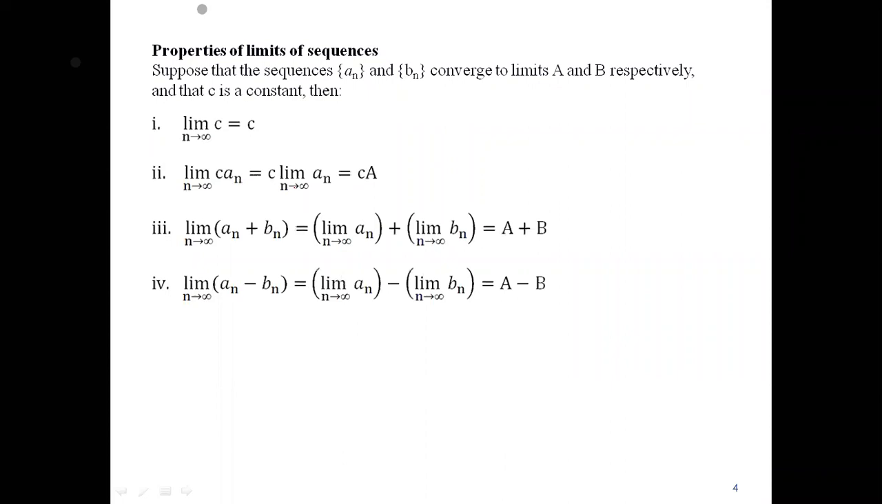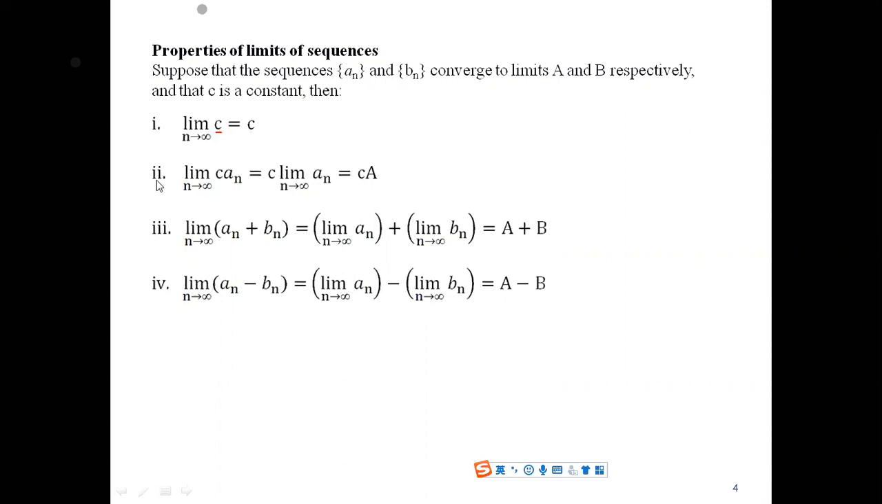the following properties hold. Property number 1: the limit of C as n approaches infinity is equal to C. I think some of these rules we did under limits in EGM 211. You realize that there isn't a big difference. So the limit of the constant C as n approaches infinity is equal to C.